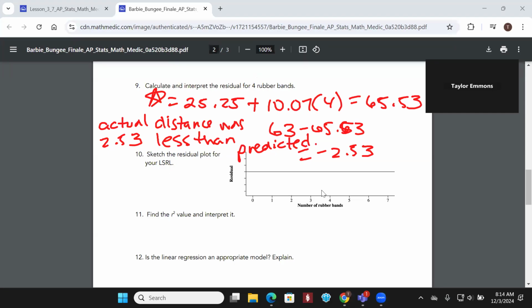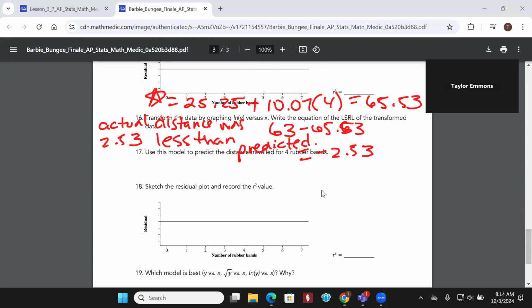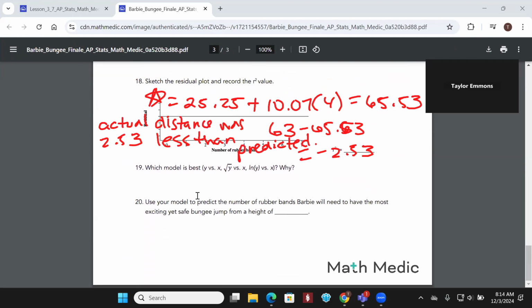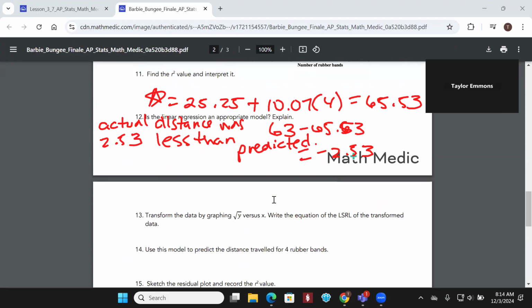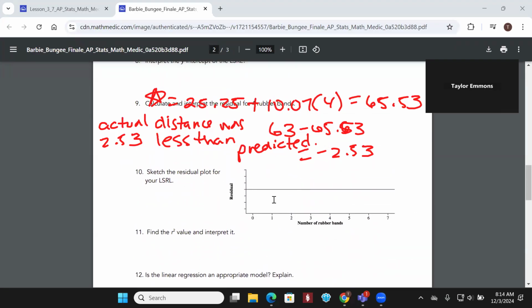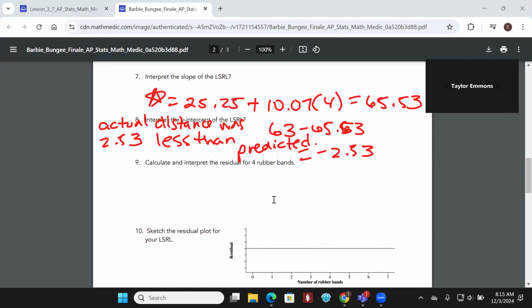I want you to go ahead and go down to number 20, and we're going to use our model to predict the number of rubber bands Barbie will need to have the most exciting yet safe bungee jump from a height of, let's do 30 feet. I didn't measure it. I didn't go out there yet. Let's go measure it really quick and we'll fill that out.